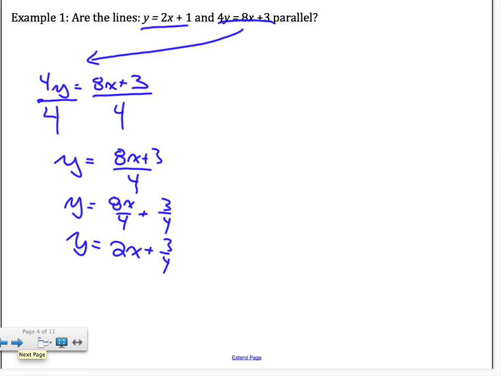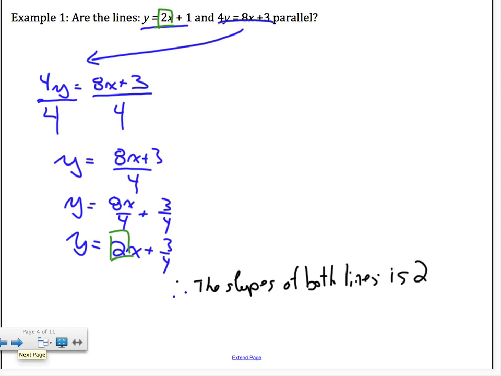So now we see that the slope of this one is 2. And that matches our slope up here. So yes, they are parallel. Slopes of both lines is 2. Therefore, they are parallel.